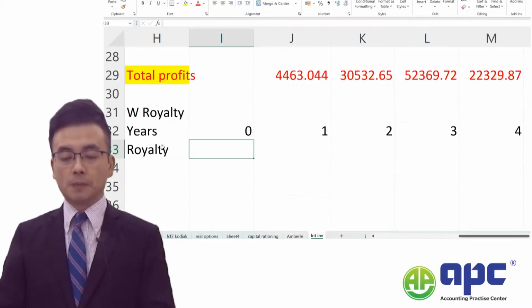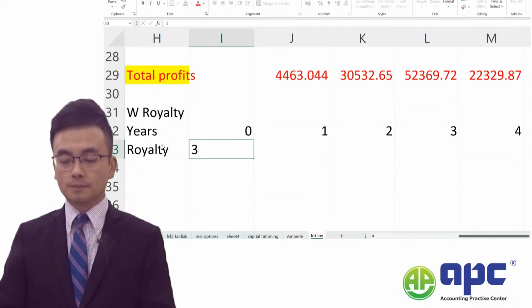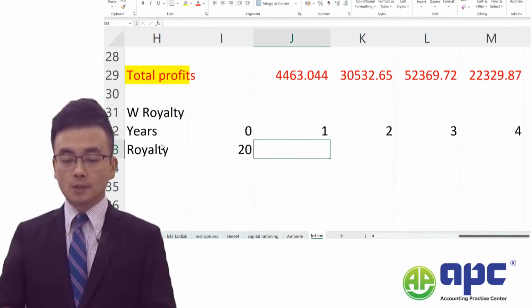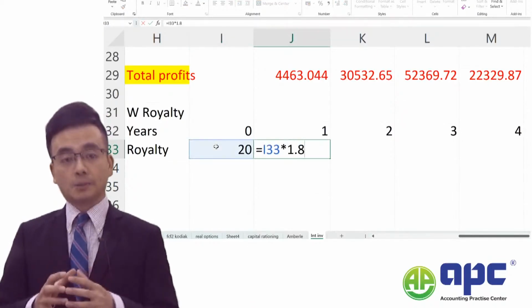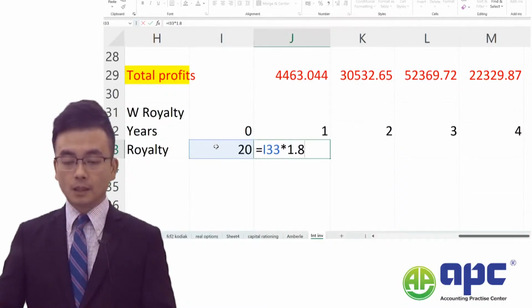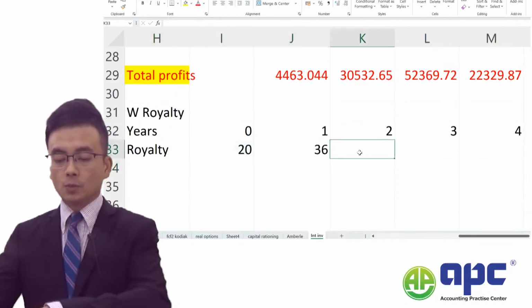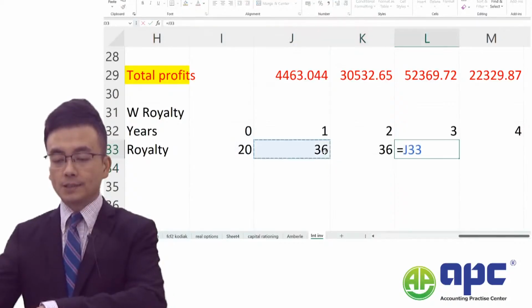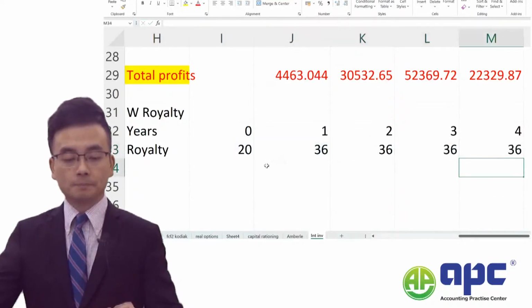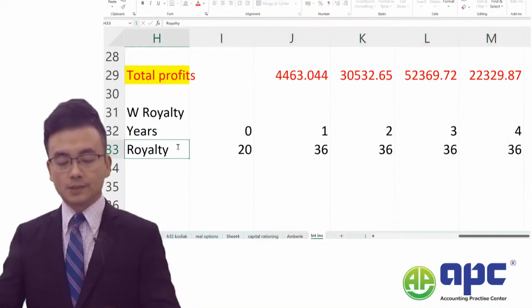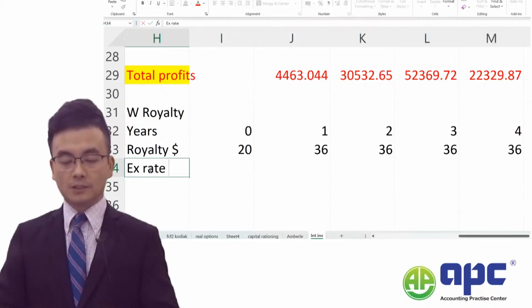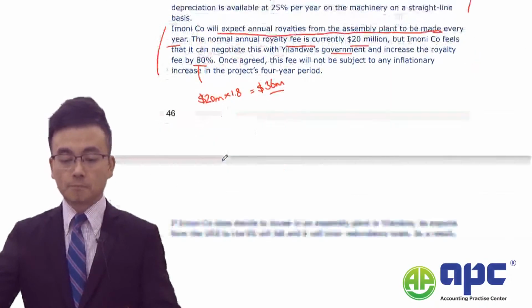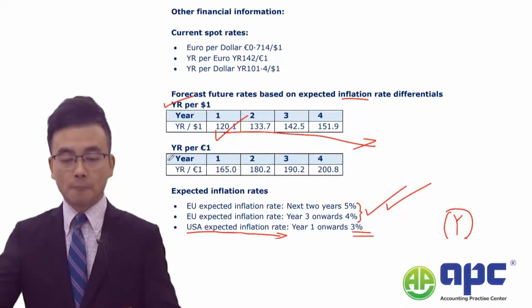It's in 20 million, all in million. But we'd like to increase that by 80%. So it will be the same as 36 in each and every year, but this is in dollars, and that's why we'll need to see the exchange rate. You learn with yen and dollar.